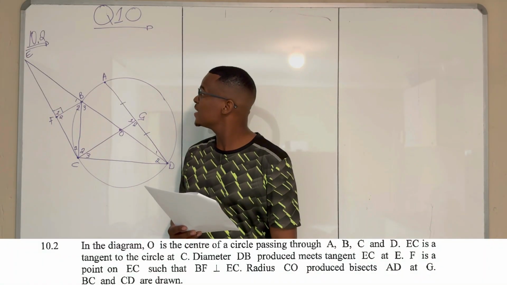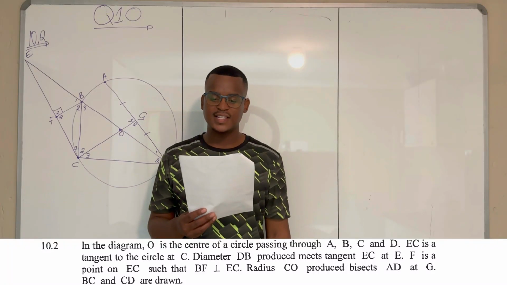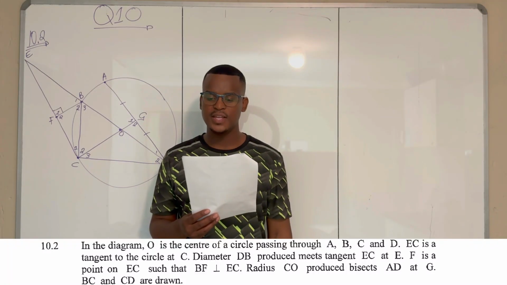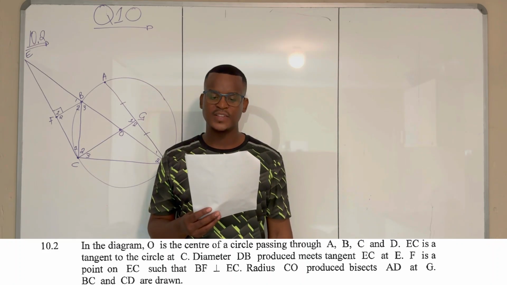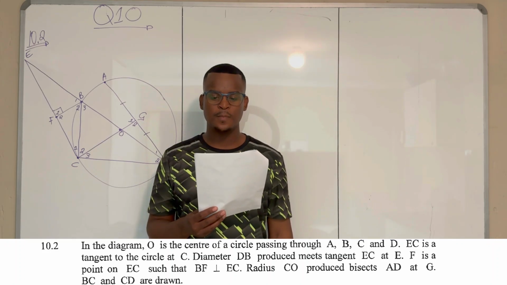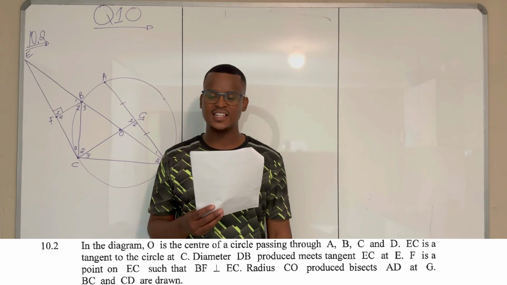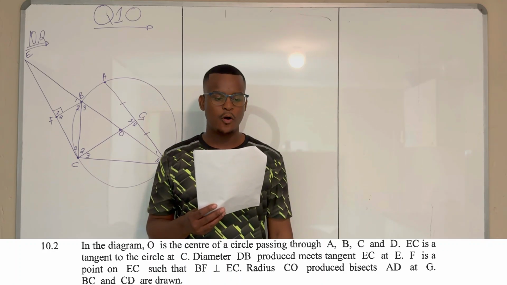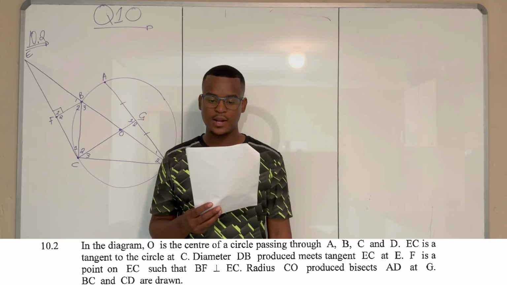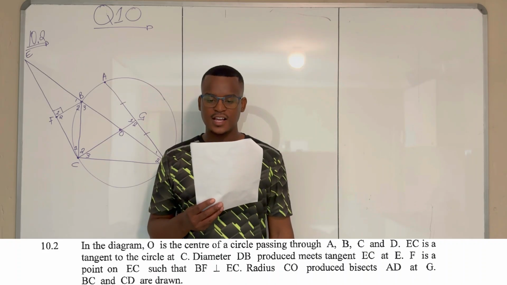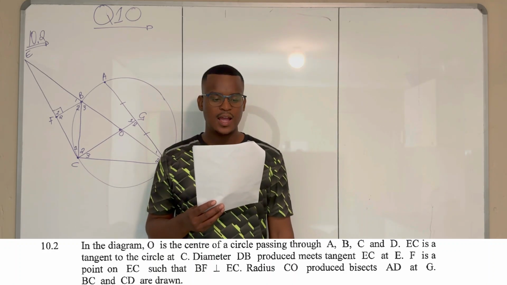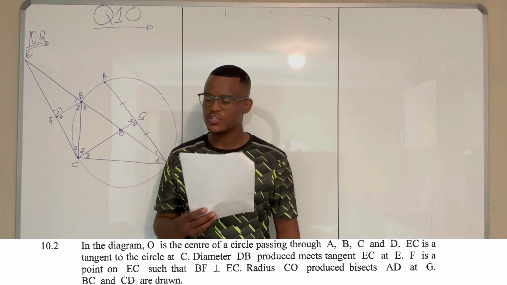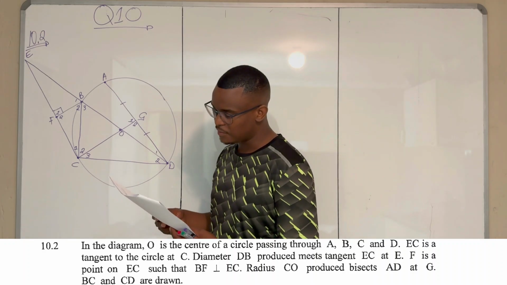At 10.2, they're saying, in the diagram, O is the center of a circle passing through A, B, C, and D. EC is a tangent to the circle at C. Diameter DB produced meets tangent EC at E. F is a point on EC such that BF is perpendicular to EC. Radius CO produced bisects AD at G. BC and CD are drawn. So that's in this diagram, right?